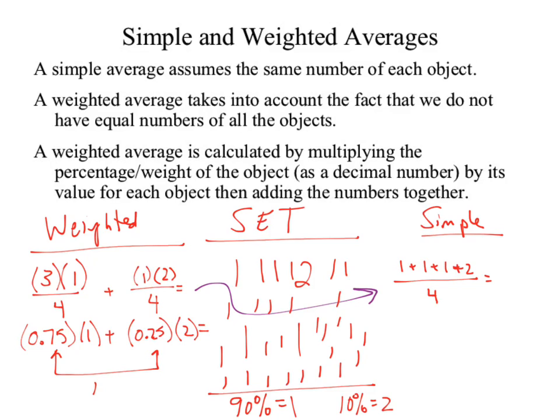No. So let's evaluate what that percent means. Percent. What does per mean? Division. What is cent? 100. So what is 90% really saying? 90 parts in 100. What is 0.75 converted to a percent? 75 parts per 100. Whoa.